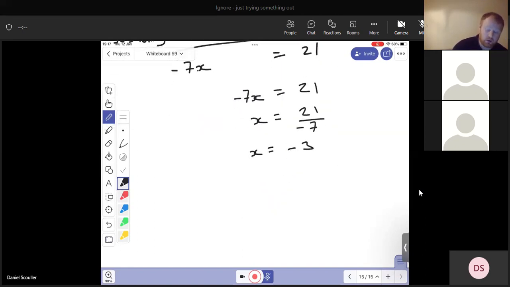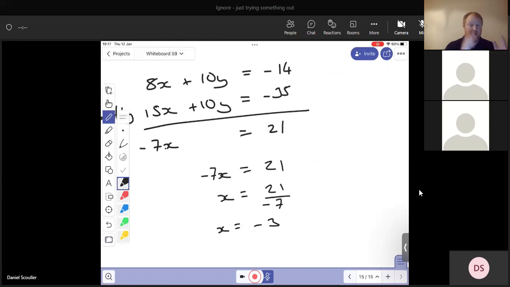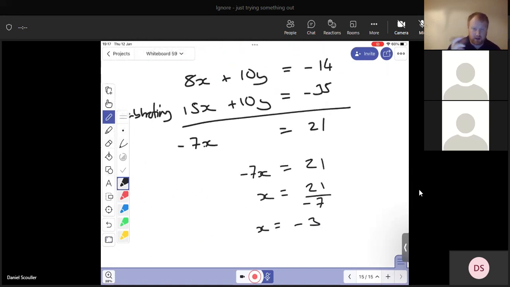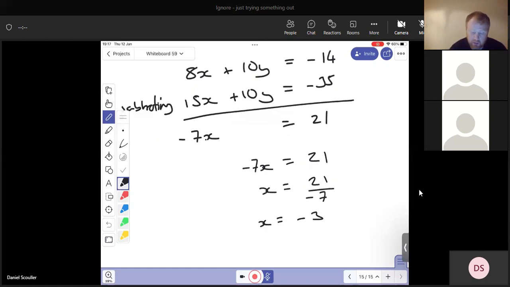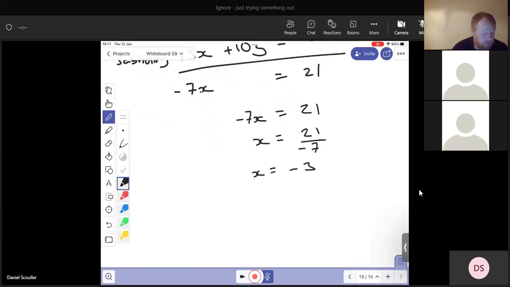Where are you getting that 21 from? So negative 14, take away negative 35. So I'm taking away a negative. Oh, right, yeah, so you're hiding it, right, okay. Yeah, it can catch you out, so just be very, very careful. Because we're subtracting, that negative becomes a positive and it becomes negative 14 plus 35.